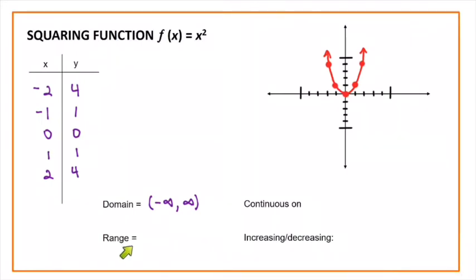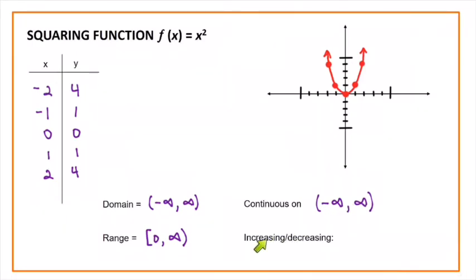Now the range is the lowest y value to the highest y value. And you can see from the graph here that the smallest y value this graph is ever going to give you is 0. So we would say that the range goes from 0 to infinity. And notice that we need a bracket on the 0 here because there really is a point on the graph where the y value is 0. This graph does not have any discontinuities, so it's continuous everywhere. So we'll say it's continuous on the interval from negative infinity to positive infinity.